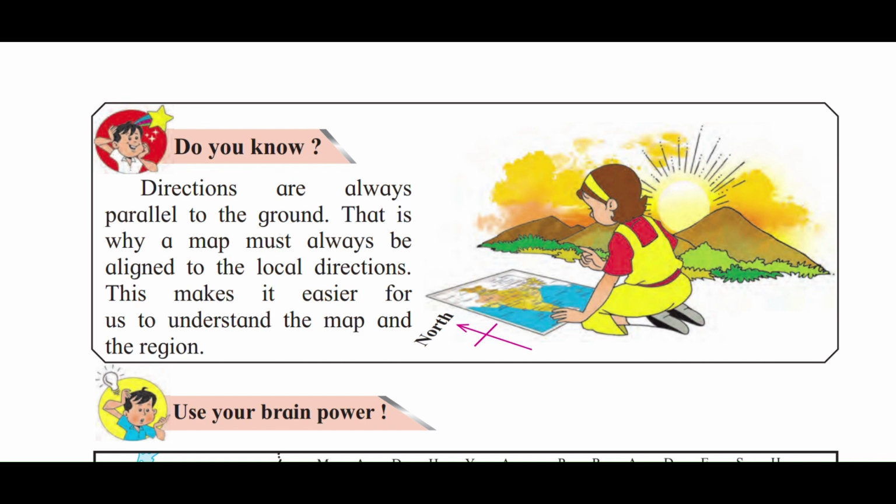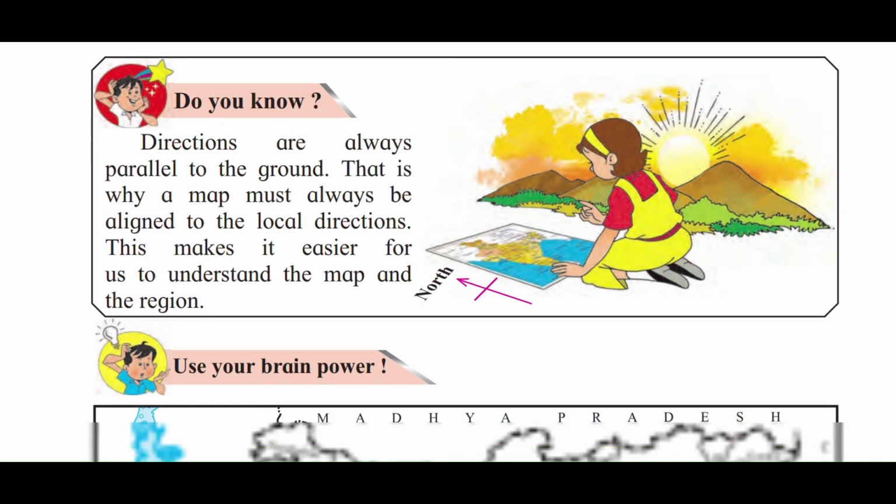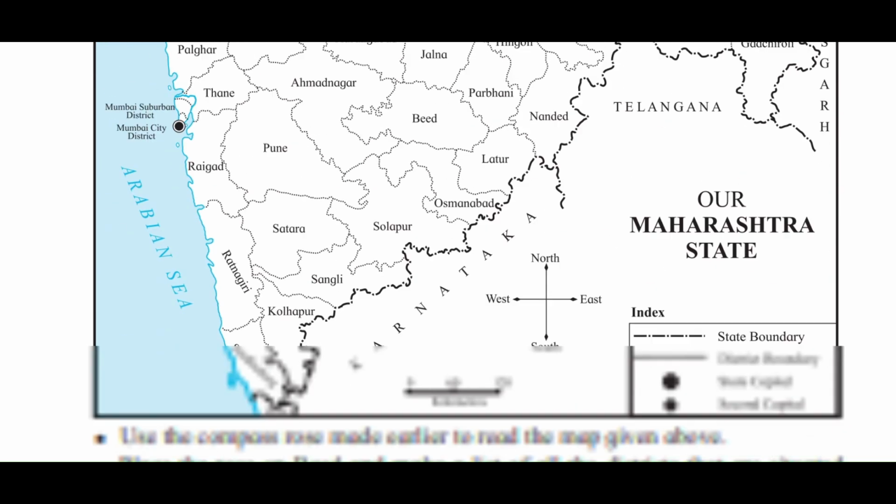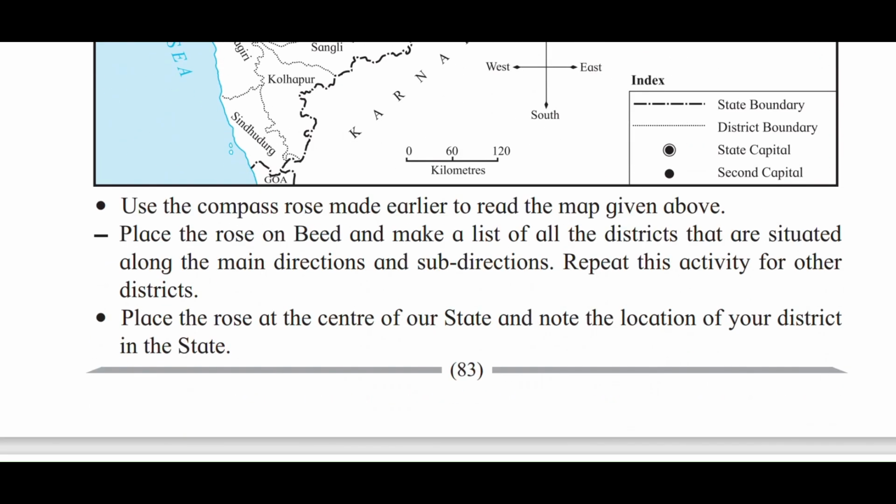That is why a map must always be aligned to the local directions. This makes it easier for us to understand the map and the region. Use your brain power. Use the compass rose made earlier to read the map given above.